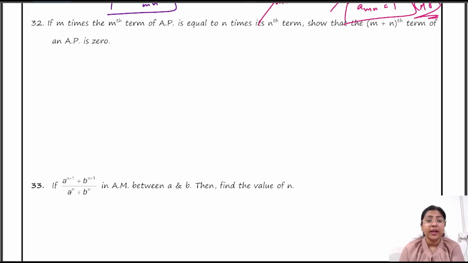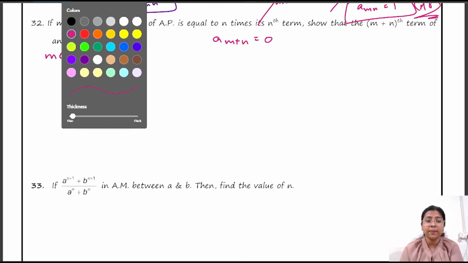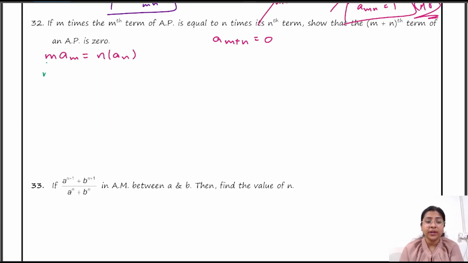Yes, m times the mth term of an AP is equals to n times the nth term. This is given. To show, the m plus nth term is 0. What we need to show? The m plus nth term is 0. Okay, so from here we can write m into A plus m minus 1 into D is equals to n into A plus n minus 1 into D.